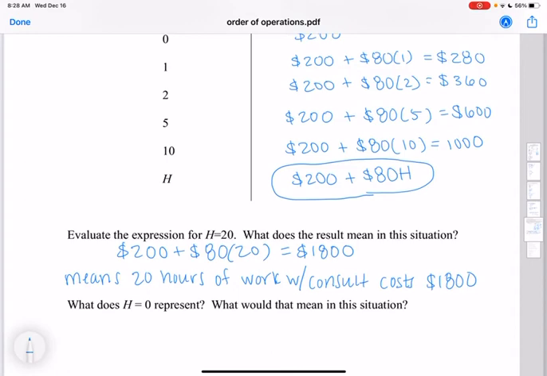And what does H equals 0 represent? And what would that mean in this situation? So the H equals 0, that means 0 hours in the home, right? So just that initial consult, like maybe they just do it over the phone, like a $200 consult fee. Okay, so I'm going to put no work in home. Just the consult. Or who knows, maybe they come out to your house for the $200 and every hour they spend might be 80. So the H equals 0 means that they haven't actually spent any time doing the work. Okay? All right, hopefully that's all right.